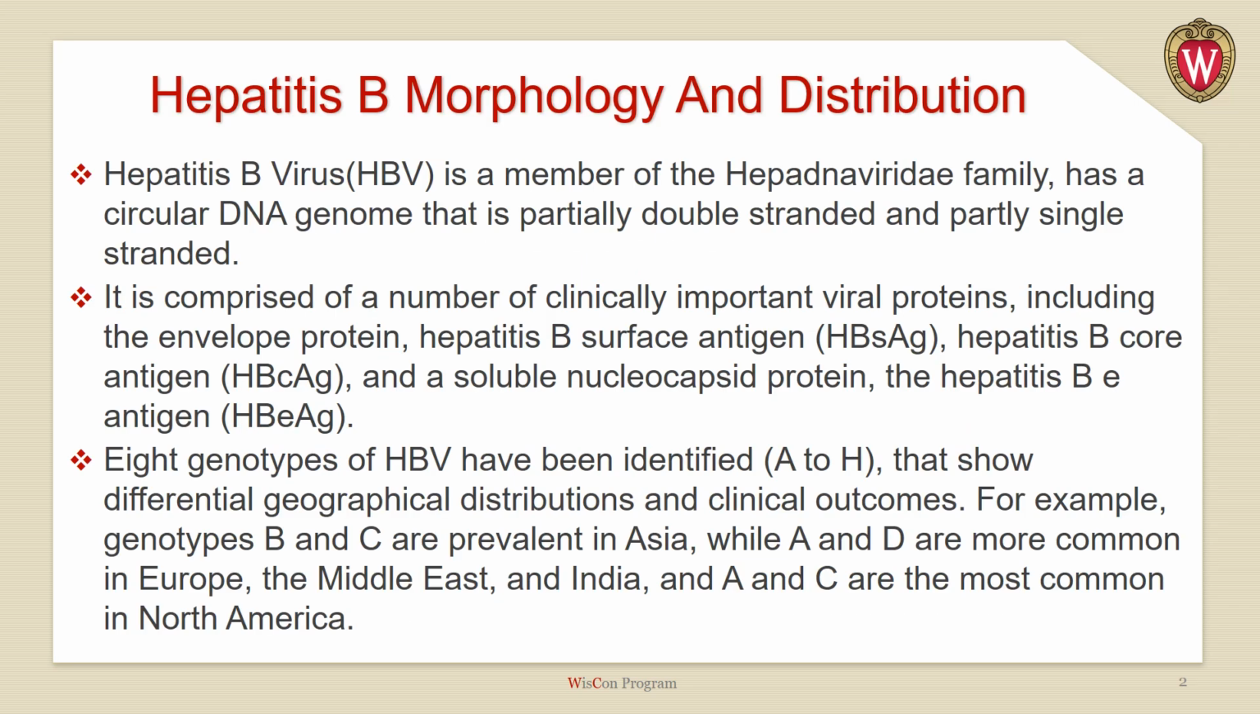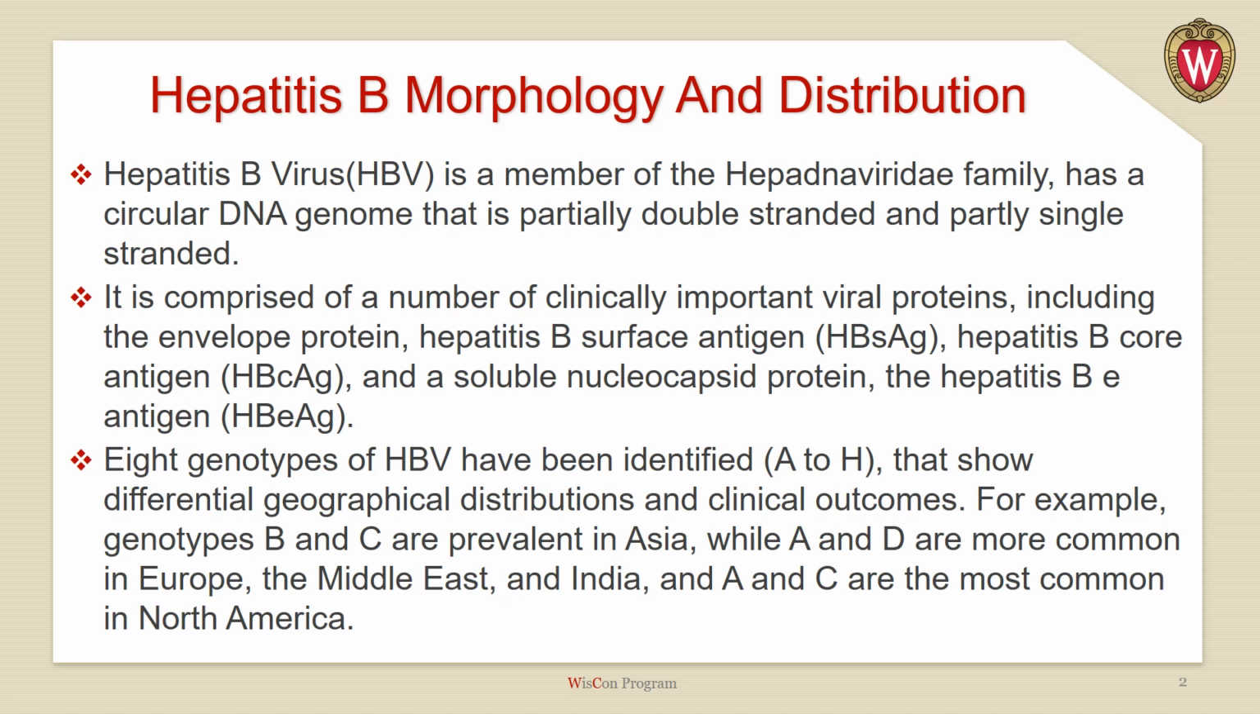Hepatitis B morphology and distribution. Hepatitis B virus, HBV, is a member of the Hepadnaviridae family, has a circular DNA genome that is partially double-stranded and partly single-stranded. It is comprised of a number of clinically important viral proteins, including the envelope protein, hepatitis B surface antigen, HBsAg, hepatitis B core antigen, HBcAg, and a soluble nucleocapsid protein, the hepatitis B E antigen, HBeAg.